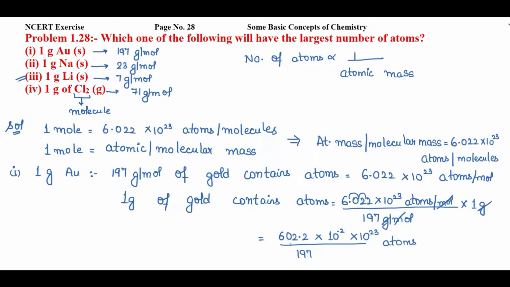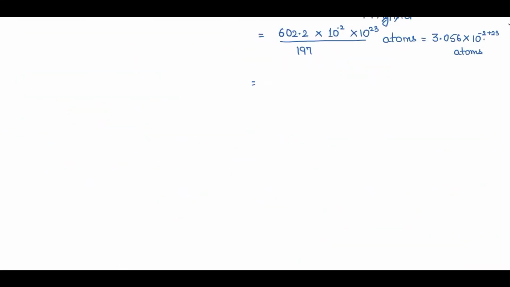So when you divide 602.2 by 197, your final answer will be 3.056. Now these two powers are in multiplication and their bases are also the same, so I will simply add them. So 10 raised to power minus 2 plus 23, that will be 10 raised to power 21. So your final answer will be 3.056 into 10 raised to power 21 atoms.